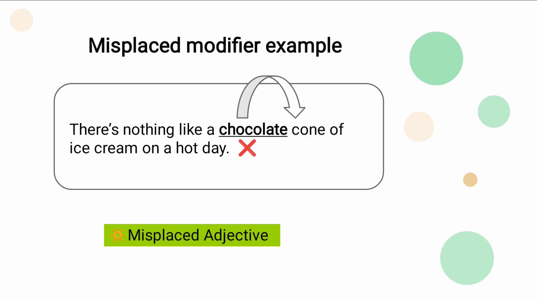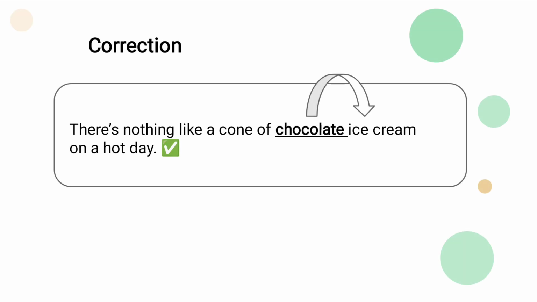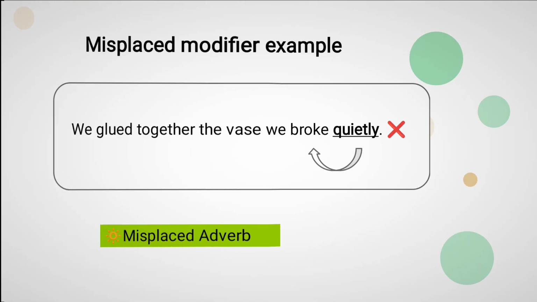So how do we fix it? We have to move it. Move the chocolate, move the modifier to next to the word it wants to modify, ice cream. So here is how it's fixed: there's nothing like a cone of chocolate ice cream on a hot day, right? Now we know that the ice cream is with chocolate flavor. Okay, let's see a couple more.